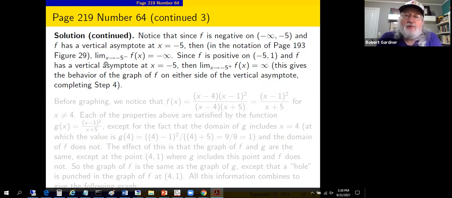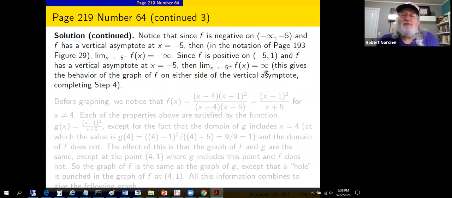The notation we had introduced, there's a reference for you from the book, 10th edition of the book. Limit as x approaches -5 from the negative side of f of x equals -∞. That is, it goes down on the left-hand side of -5. The function was positive from -5 to 1. So when you get close to -5, but on the positive side of -5, the function's positive. Must be going up on that side. That is, the limit as x approaches -5 from the positive side of f of x is positive infinity.